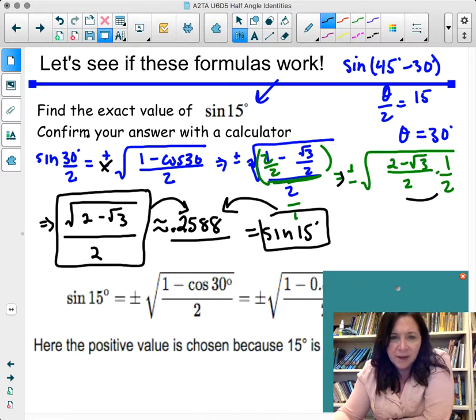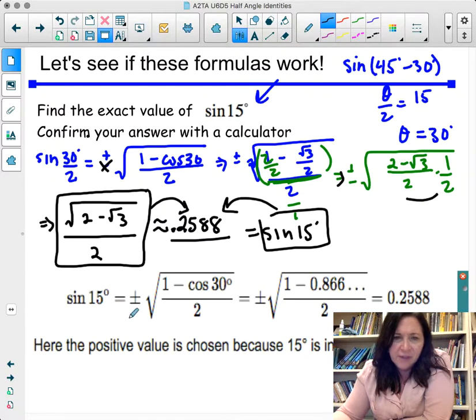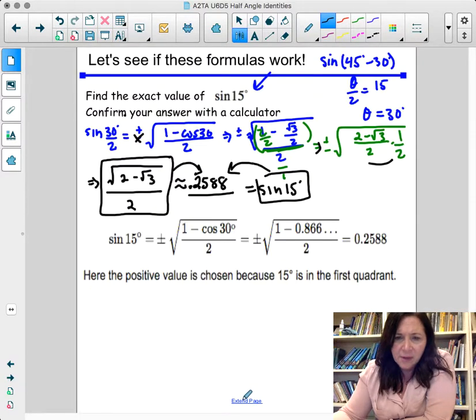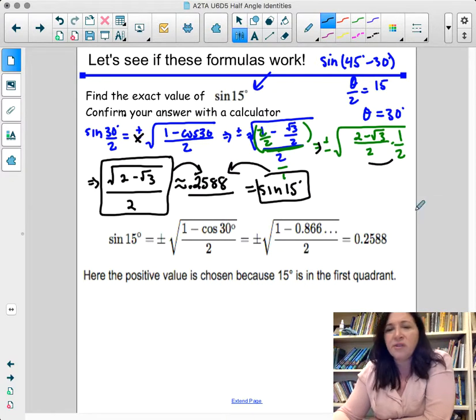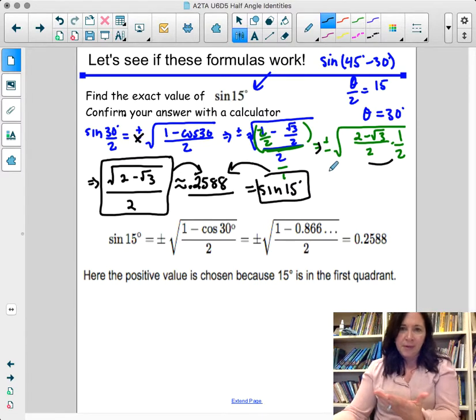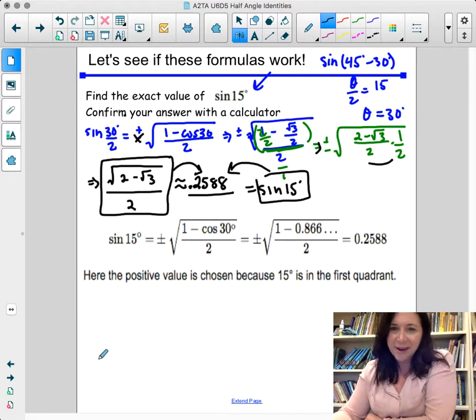Now what we have down here is just saying what the positive value is. I don't know if you can see that whole part, but it's sine of 15 degrees, working this out. This is just if you had a calculator and were doing it by calculator, but what do we need a calculator for when we could do this by hand, right?